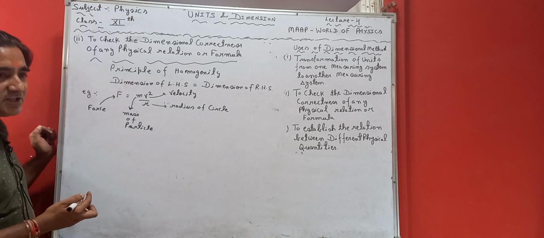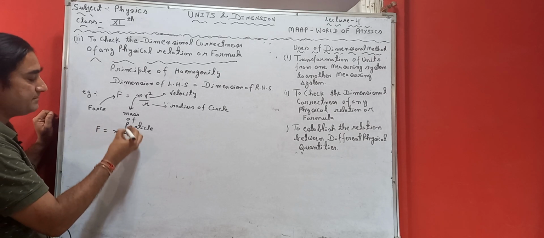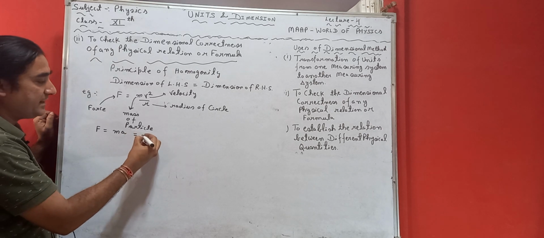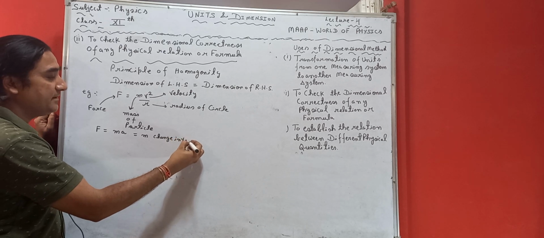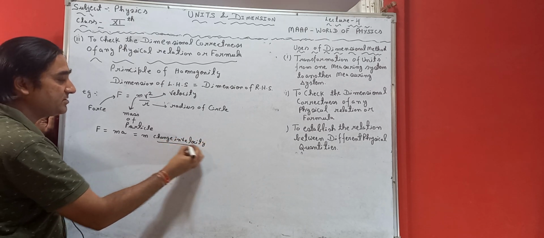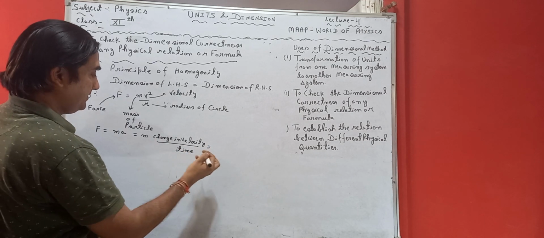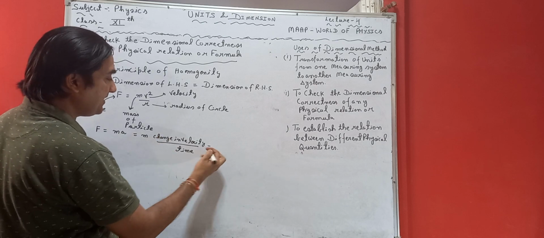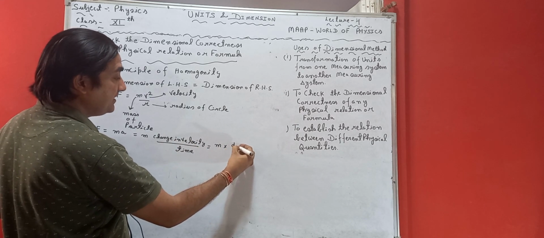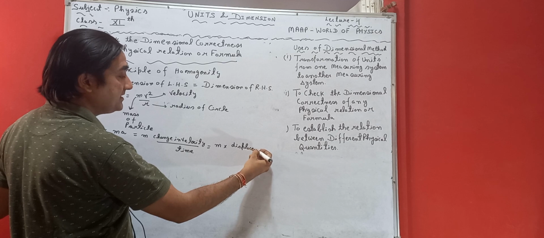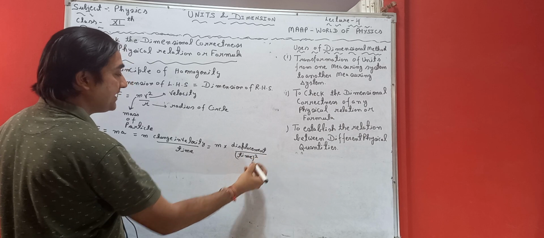So what is force? The dimension of force, I have already told you. Force can be written as mass multiplied by acceleration. And what is acceleration? Change in velocity upon time. So mass into velocity, and velocity is displacement upon time, and one time is already there, so it becomes time square.